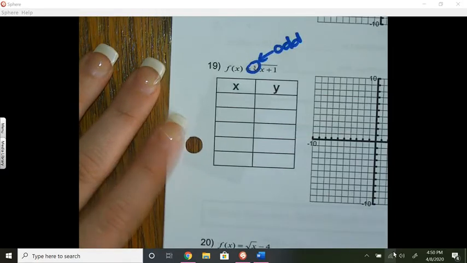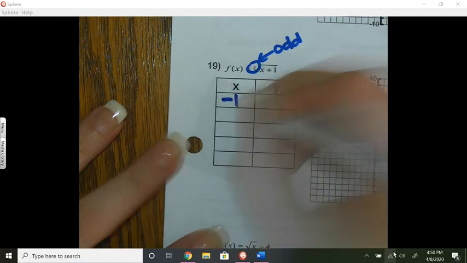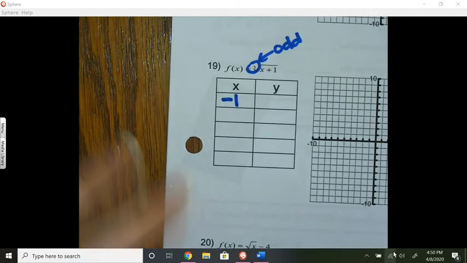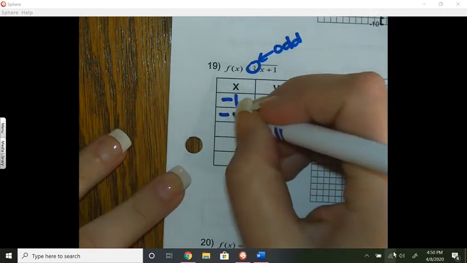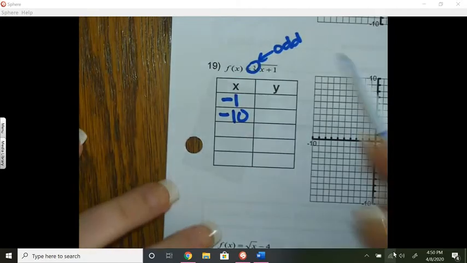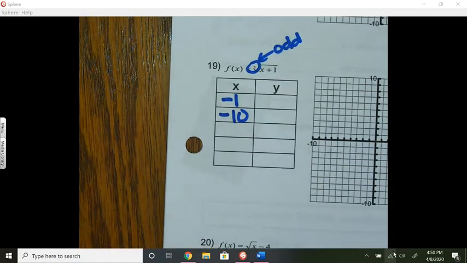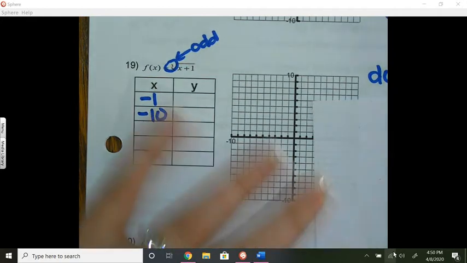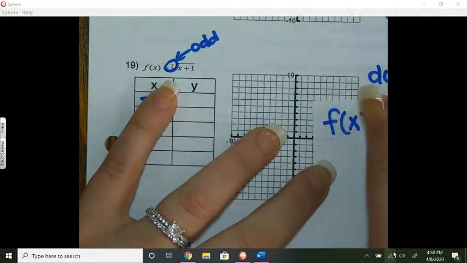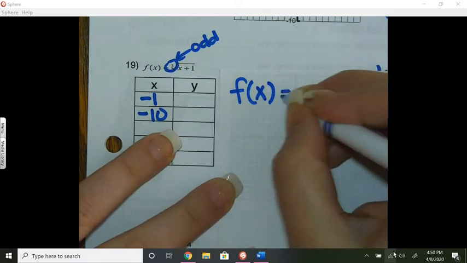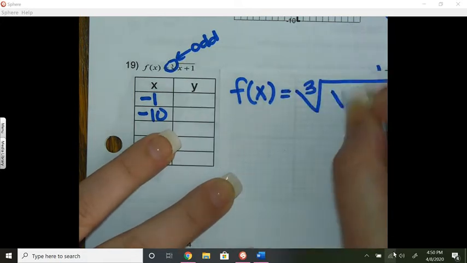So if I want to plug in, for example, -1, I could plug in -1. If I want to plug in -10, I could plug in any number I want for x. So I'm going to go ahead and start with those two. So the function f of x equals the cube root of x plus 1.